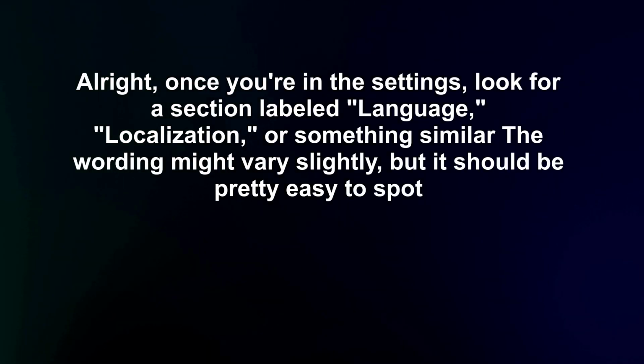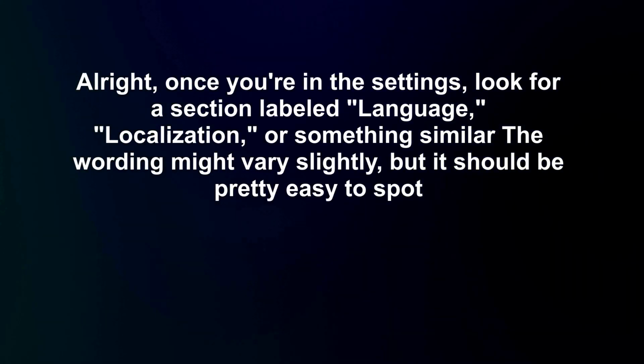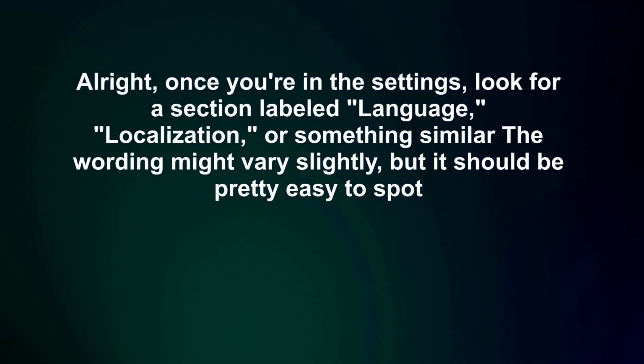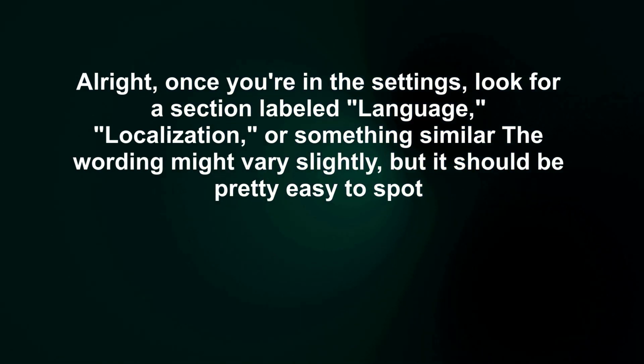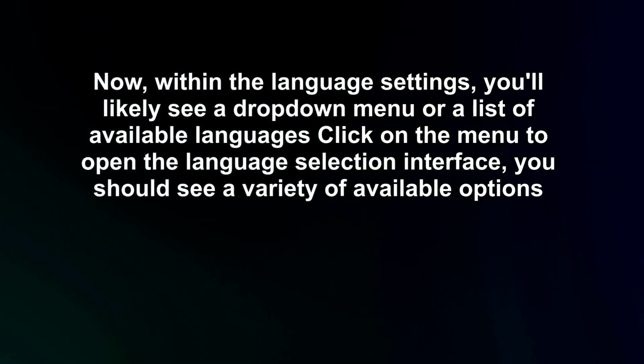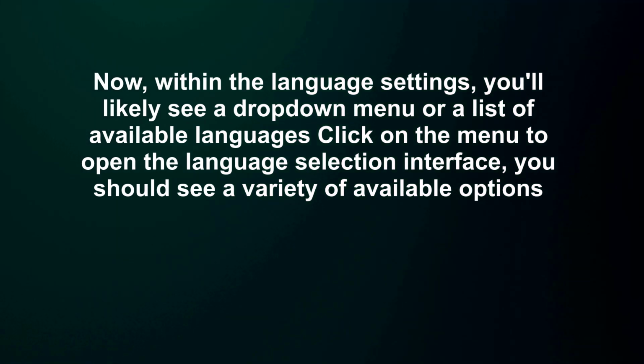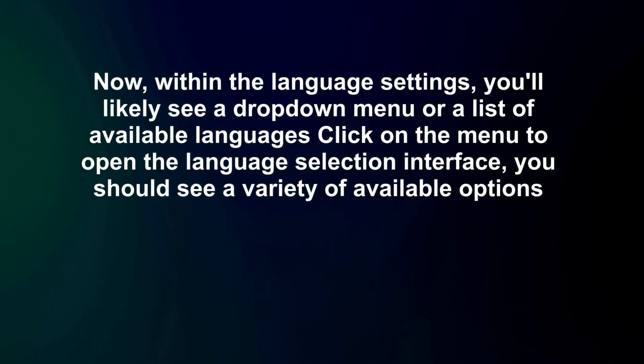Alright, once you're in the settings, look for a section labeled language, localization, or something similar. The wording might vary slightly, but it should be pretty easy to spot. Now, within the language settings, you'll likely see a drop-down menu or a list of available languages. Click on the menu to open the language selection interface.